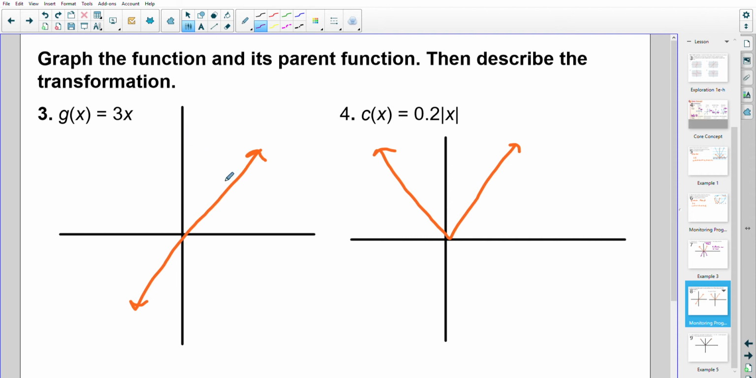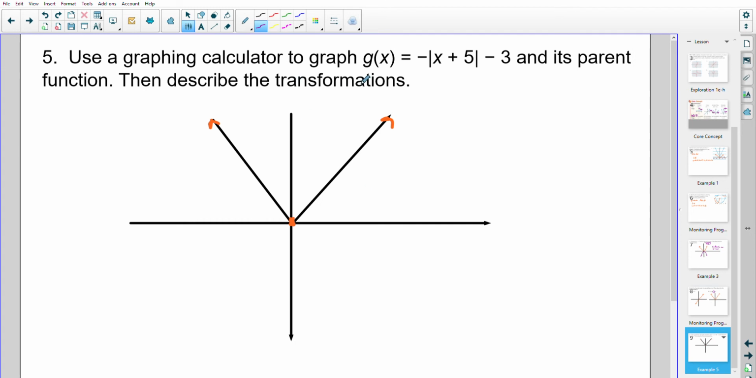All right, just doing this orally, the question is, how do you graph this? It's just going to be steeper than the linear function, and it's going to be steeper by a factor of 3, or a vertical stretch by a factor of 3. This is an absolute value, the parent function, and you could also say that since this is less than 1, it's going to be a vertical shrink by a factor of 0.2, so that's going to come out this way.